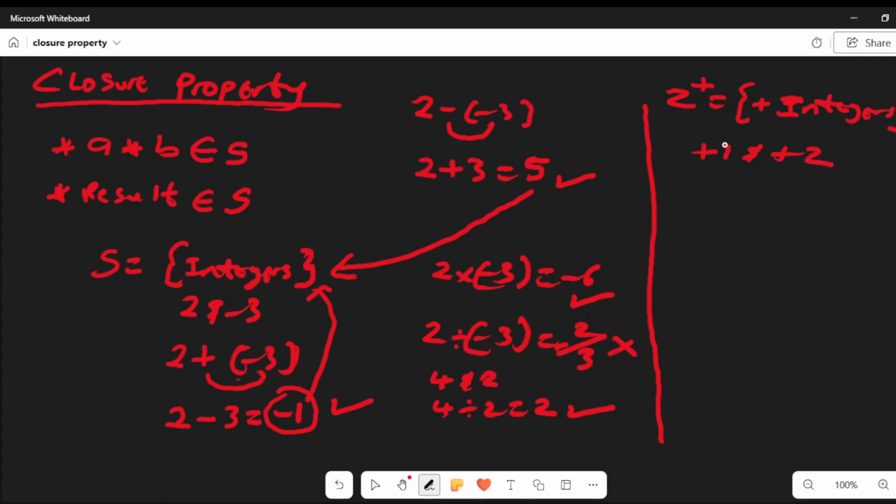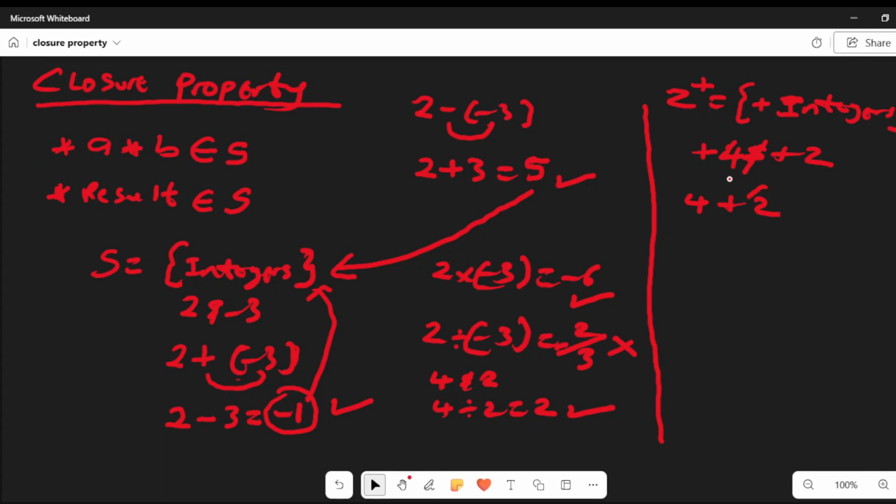Okay, let's choose plus 4 and plus 2. Now, let's test whether this set Z plus is closed under addition: 4 plus 2. And don't forget, this 4 is plus 4 and this 2 is plus 2.